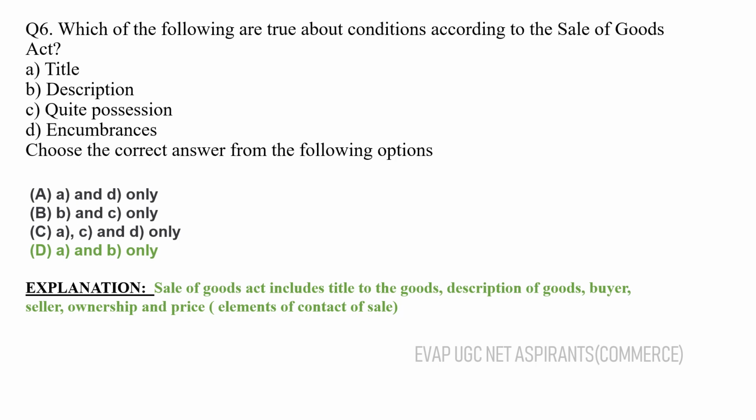The other conditions which are applicable are buyer, seller, ownership and price. So Sale of Goods Act includes title to the goods, description of goods, buyer, seller, ownership and price. So these are all the elements of contract of sale.